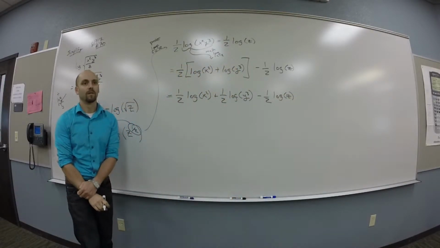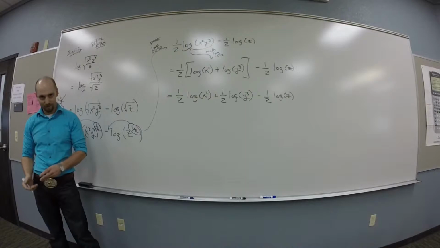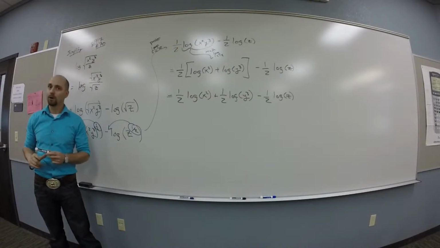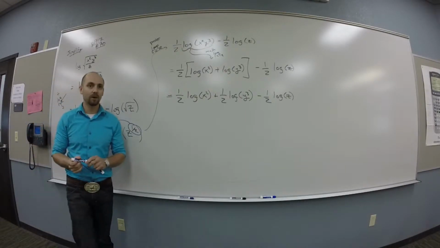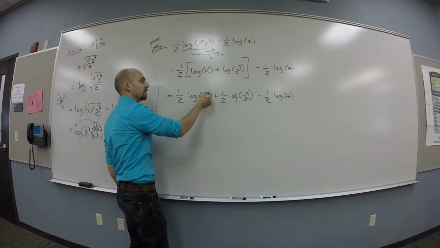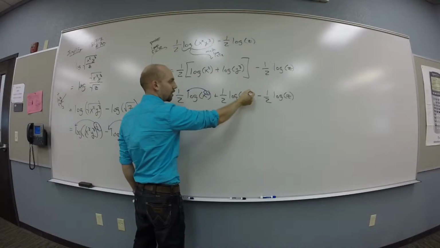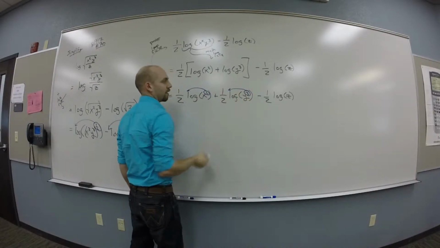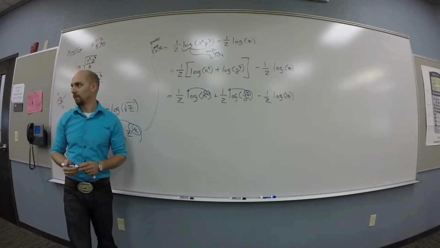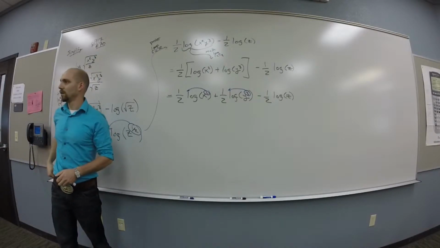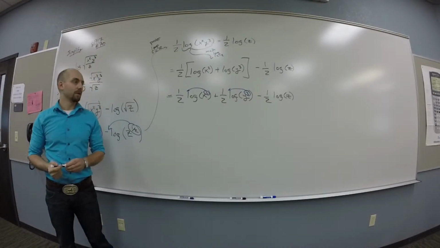Now I can pull the powers out, because the whole argument, everything in the parentheses, is raised to that power. So that 2 can come out and this 3 can come out. You guys see this? So what do I get when they come out?